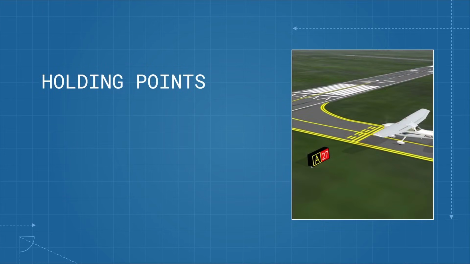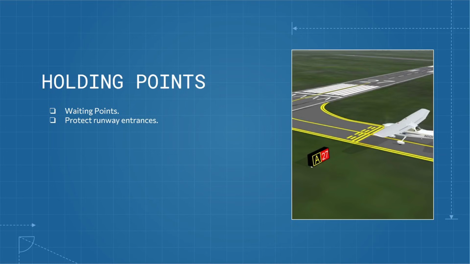Holding points are lines painted across taxiways indicating a position for aircraft to hold, stop, and wait for further clearance. In real life, they can be used to protect ILS-sensitive areas and can also be placed wherever necessary on an airport's taxiways. But on ATC24 and PTFS, we only utilise holding points next to runways to ensure runways are not entered at incorrect times.